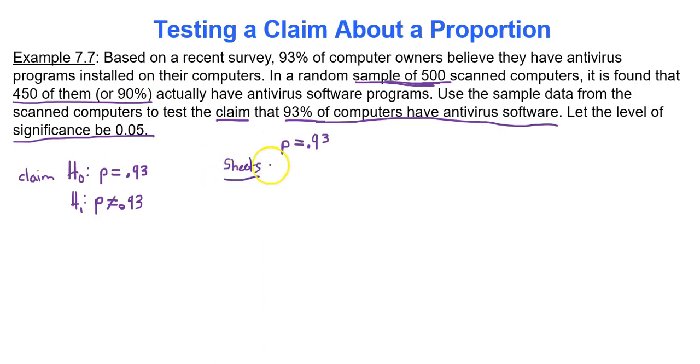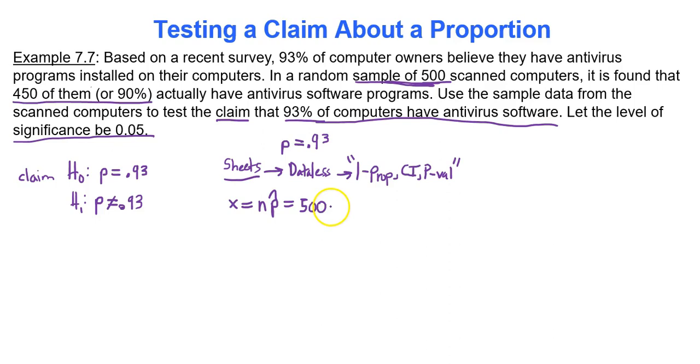In Google Sheets, you are going to go to the Data List tab, and then to the one proportion confidence interval p-value region. You are going to type the following information. First is your number of observations in your sample, which is your sample size times your sample proportion. In a sample of 500 scanned computers, 90%, or 0.9, had antivirus software. So you do 500 times 0.9, which is 450.